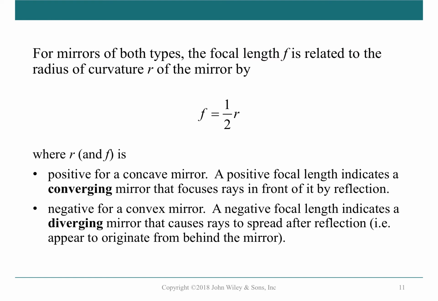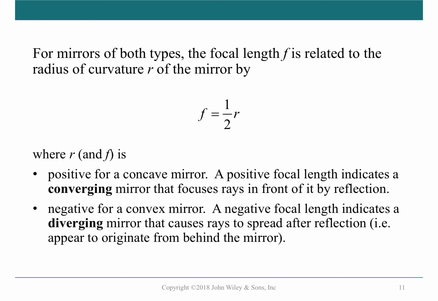In both cases, the length or distance from the mirror to its focal point is the focal length, given by f, and it's related to the radius of curvature of a mirror by r over 2. The focal length of a convex or a concave mirror is that mirror's radius of curvature over 2, with the added caveat that r is positive for a concave mirror, meaning that its radius of curvature is on the same side as an object to be imaged.